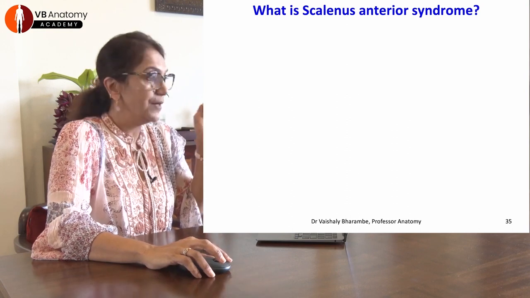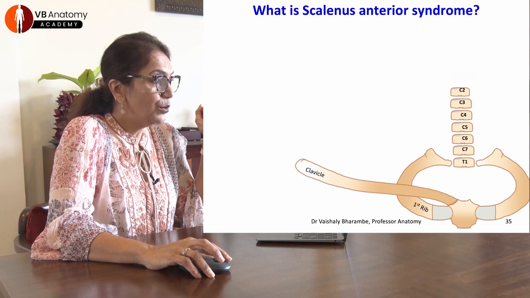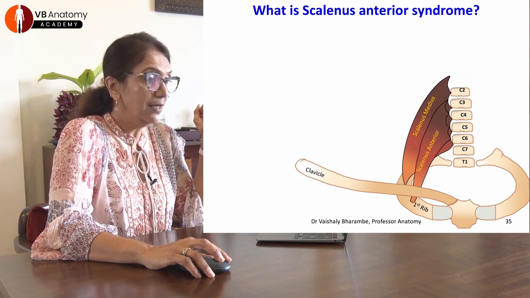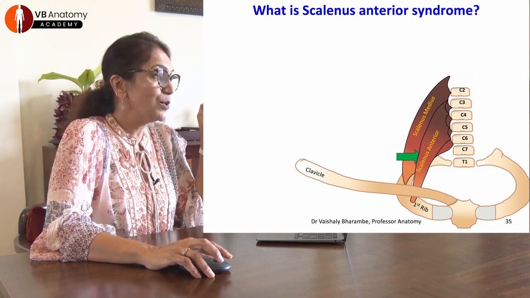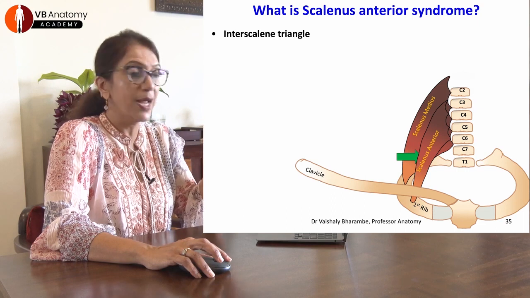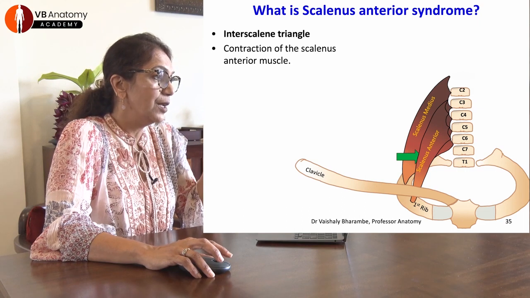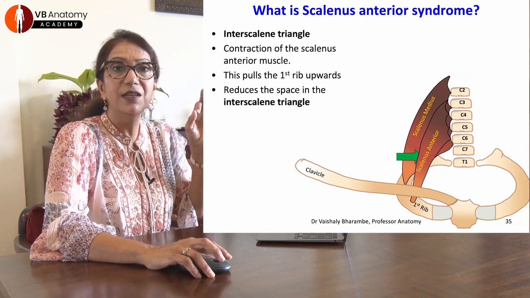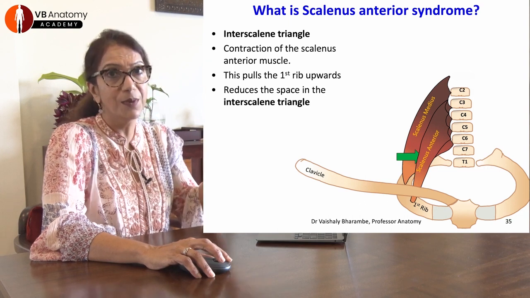So let's take a look first. Here you are seeing the vertebrae, first rib and clavicle. You can see the Scalenus medius, you can see the Scalenus anterior. Can you see that there is a gap between the two? This gap is called the interscalene triangle. Contraction of the Scalenus anterior pulls the first rib up, reducing the space in the interscalene triangle. So whatever is passing through is going to get compressed.